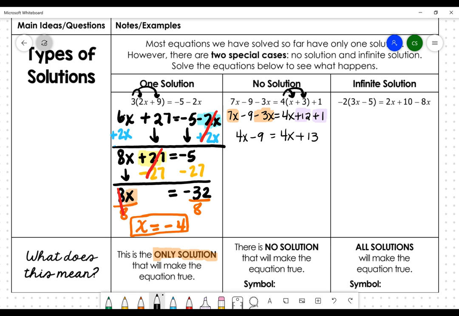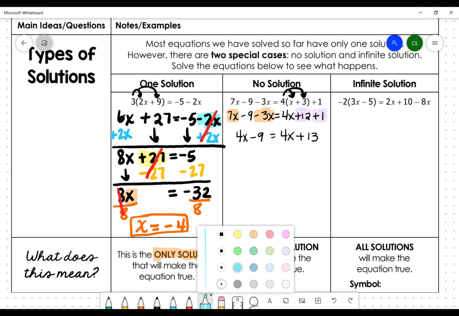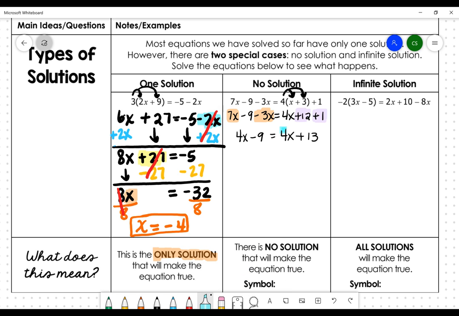Now I have a nice equation with variables on both sides. So I'm going to move my constant to the other side of the equation. And the only way I can do that is by doing the inverse. So the inverse of a negative 9 is adding 9. And if I add 9 to one side, I must add 9 to the other side.